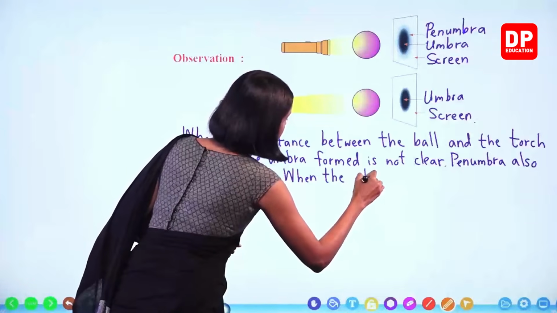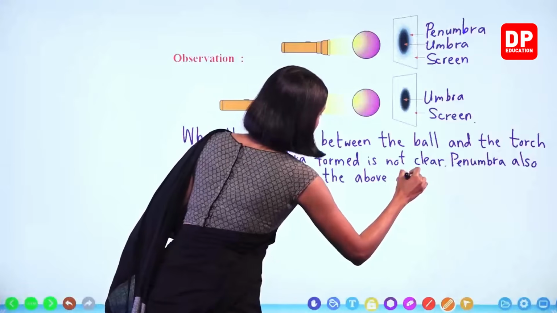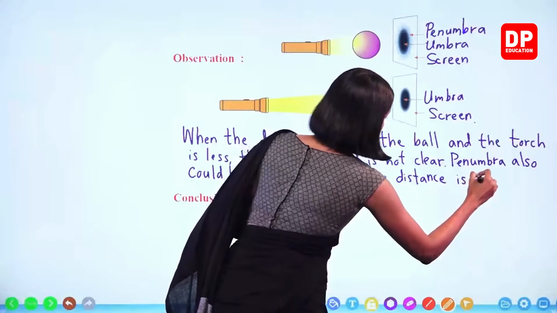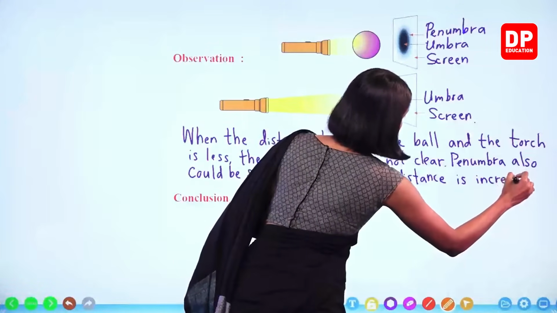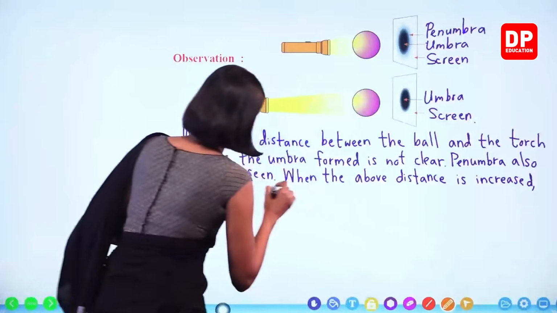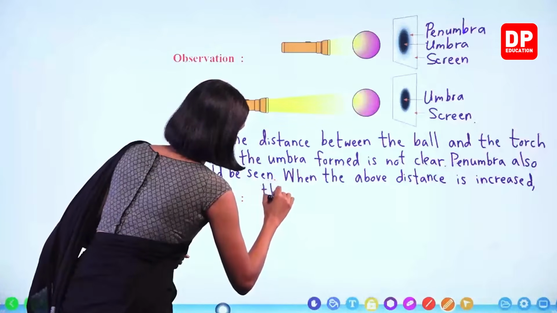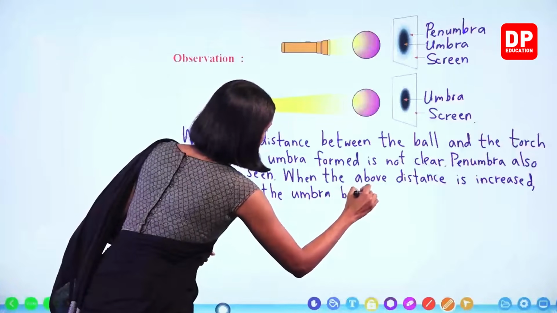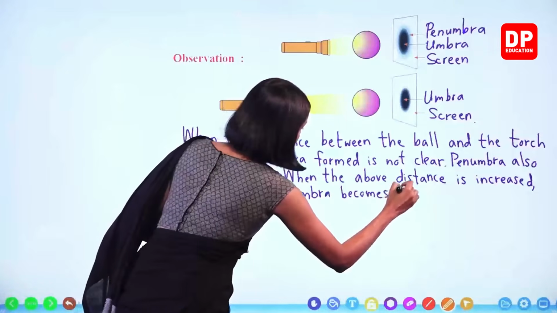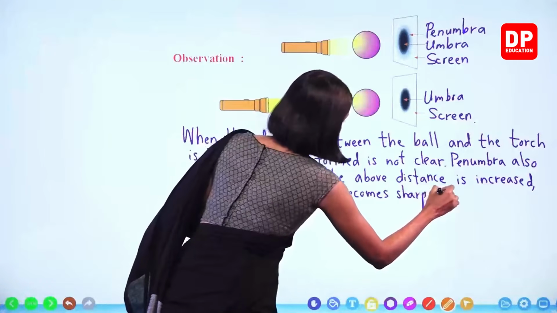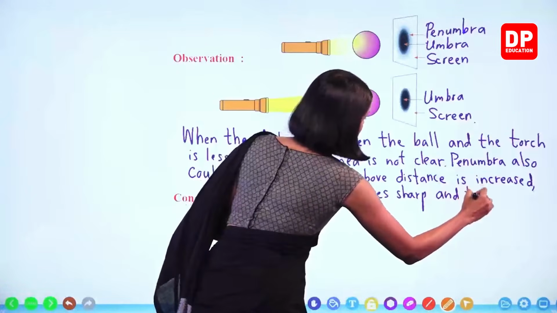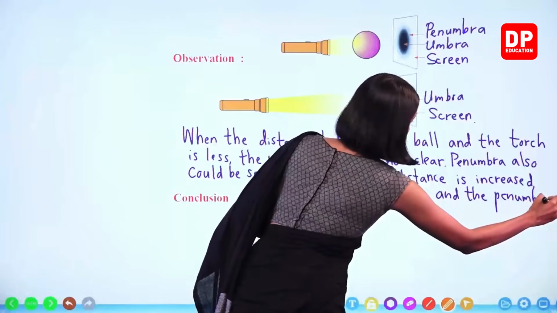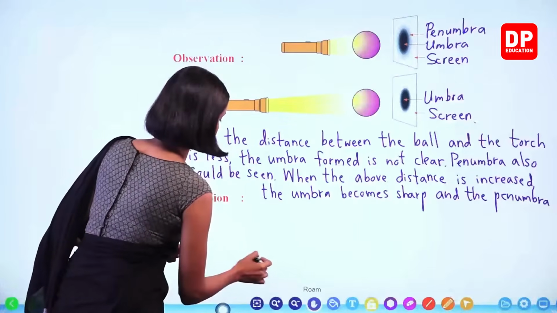When the above distance is increased, the umbra becomes sharp and the penumbra disappears.